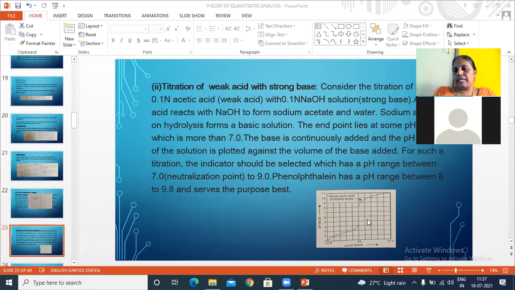If you observe the pH of a weak acid versus a strong base, the end point lies at a pH value which is more than 7. The base is continuously added and the pH value of the solution is plotted against the volume of the base added. For weak acid versus strong base titrations, the indicator should be selected which has a pH range between 7, the neutralization point, to 9.0. Phenolphthalein has a pH range between 8.3 to 9.8 and serves the purpose best. So we have to use phenolphthalein as the indicator.